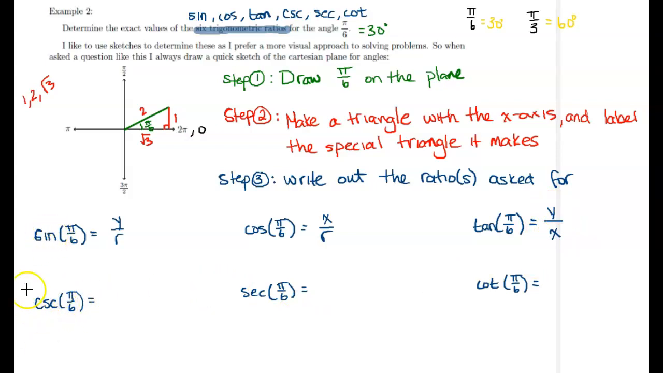It's just a reciprocal of sine. So it's just these guys flipped. So cosecant will be r over y. Secant is r over x. And cotan is x over y.